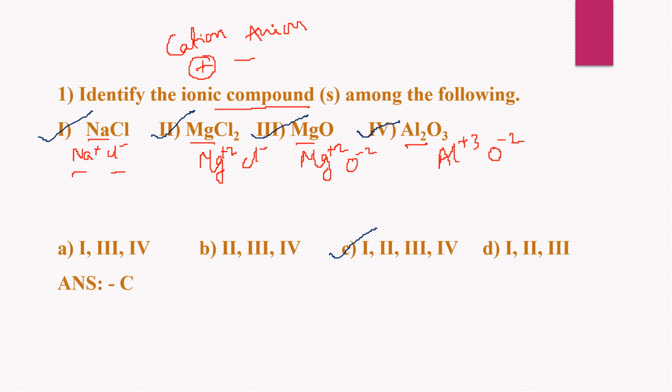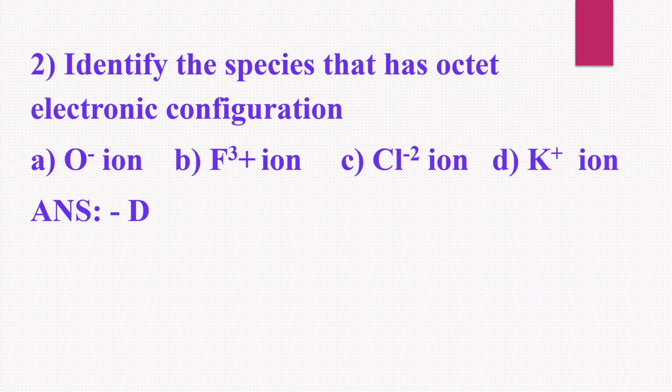Very good. Next question. Identify the species that has octet electronic configuration. It is asking about octet. What do you mean by the terminology oct? Oct is nothing but 8 electrons. That species contains 8 electrons in its valence shell. We'll write the electronic configuration of each ion.